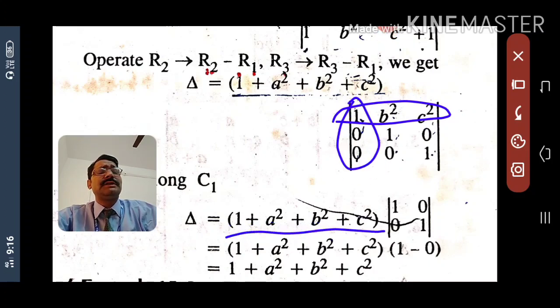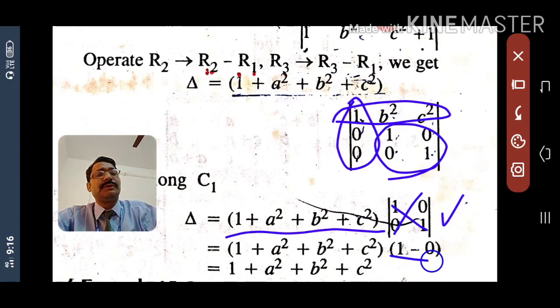Then 1 plus a square plus b square plus c square outside we have, and remaining elements will be here. You can write now. You will open this. You will get 1 minus 0, and you get the answer 1 plus a square plus b square plus c square.